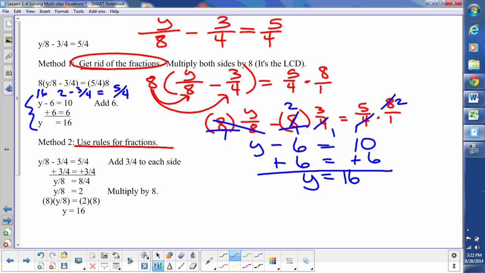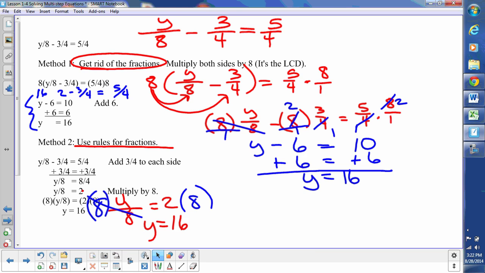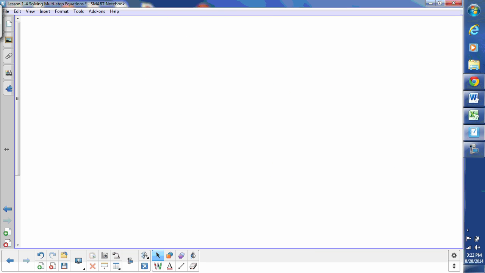Now I have y over 8 equals 2. I'm going to undo the division. Here's my variable, here's my y. I'm going to undo the division by multiplying both sides by 8. My 8's cancel, leaving me with my answer, y equals 16. Now I'm going to look at the next two examples on my list.